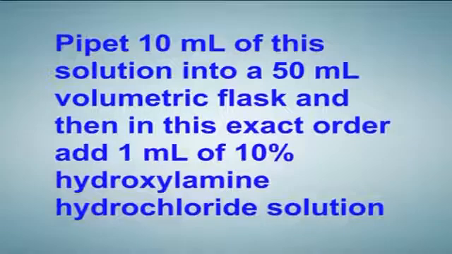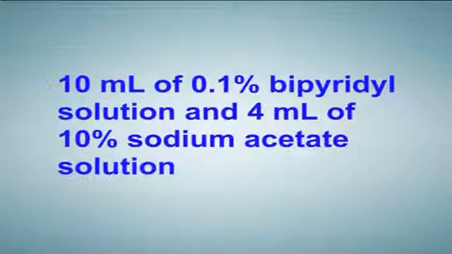Pipette 10 ml of this solution into a 50 ml volumetric flask, and then in this exact order add 1 ml of 10% hydroxylamine hydrochloride solution, 10 ml of 0.1% bipyridine solution, and 4 ml of 10% sodium acetate solution. Be sure to mix well after the addition of each reagent by gently shaking or swirling, but not inverting the flask. After all the reagents have been added, fill the flask to the mark with distilled water and mix well by inverting and shaking.